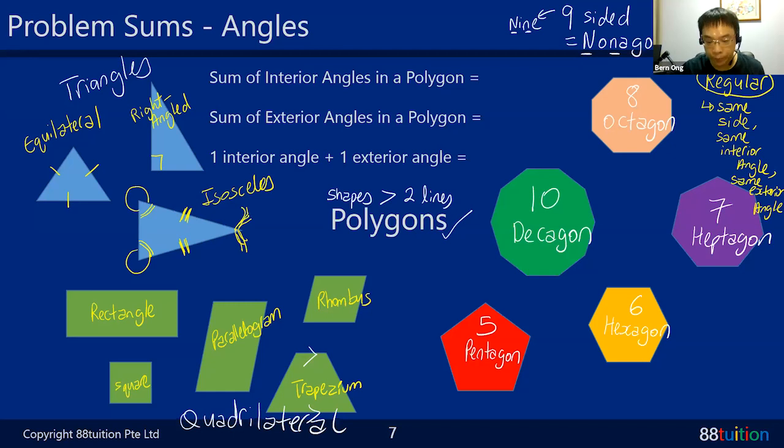It means same. So for instance, let's say the decagon. I can say that this is a regular decagon. Means that all the sides are the same length.